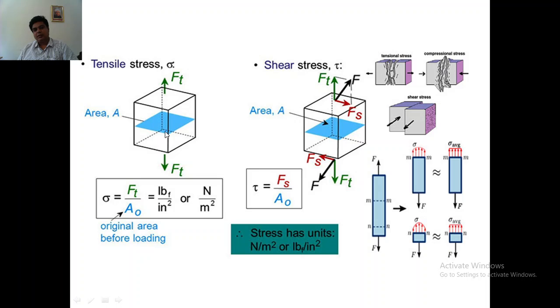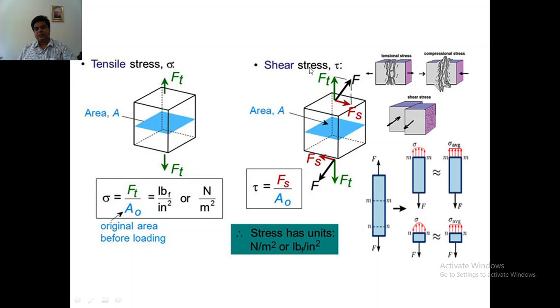Similarly, on this material I am applying compressive load. The direction of the load is towards the material, so it's a compressive load. When the load is compressive, the stress also will be compressive stress. We call it compressive stress. The formula remains the same. Compressive stress is equal to compressive force by area. Tensile stress is equal to tensile force by area.